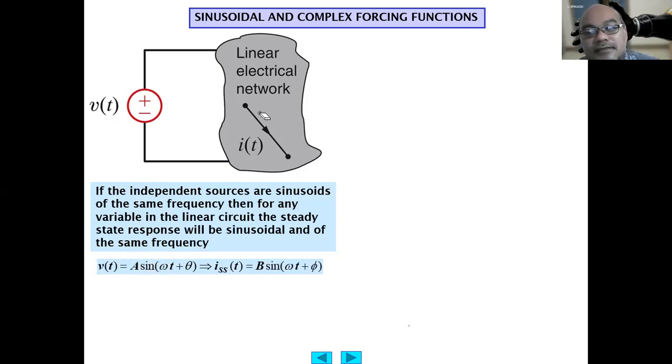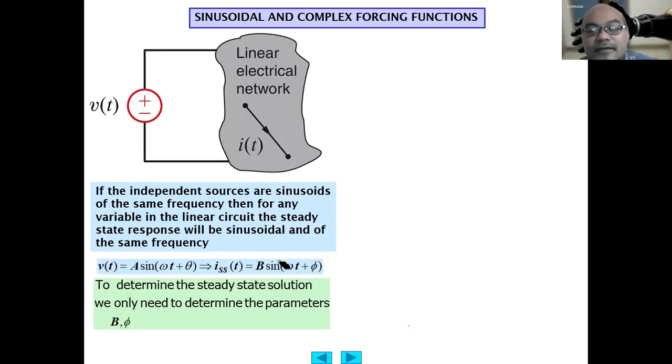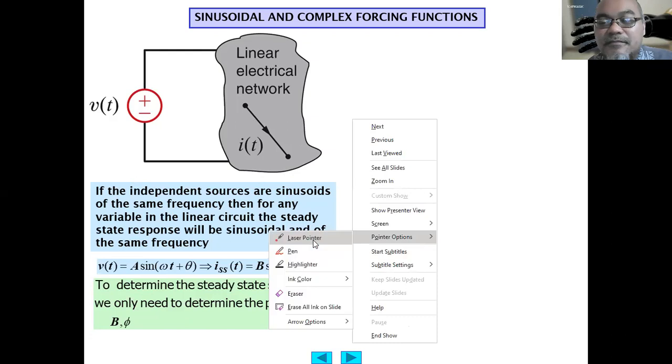Then i(t) inside this linear electrical network will be equal to B sine omega t plus phi. So omega will still be the same. The frequency will still be the same throughout the whole system. What changes is only the B, the magnitude, and the phase phi. Why this is, I have to change back again to the pointer.